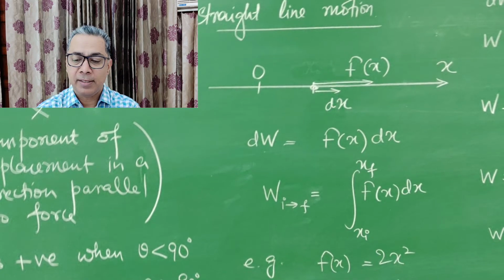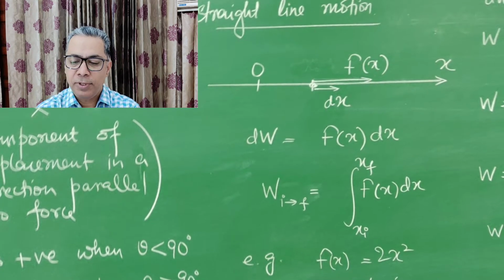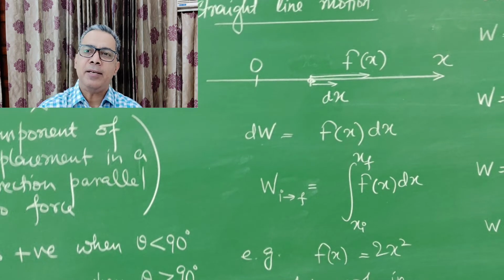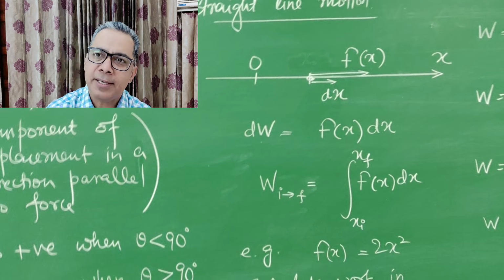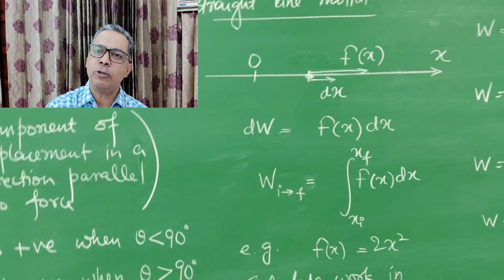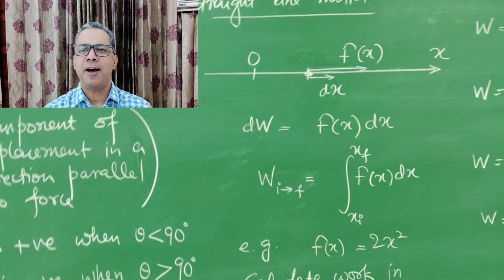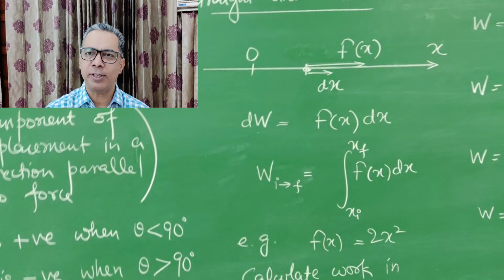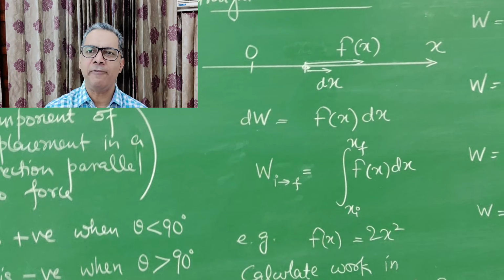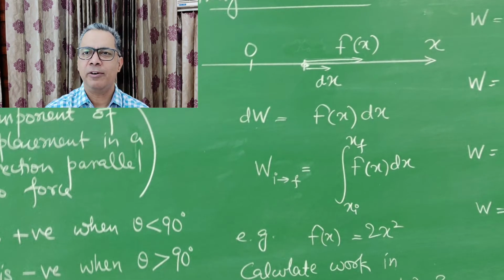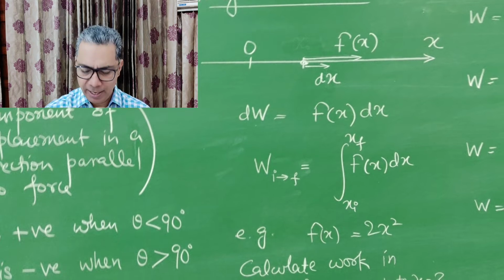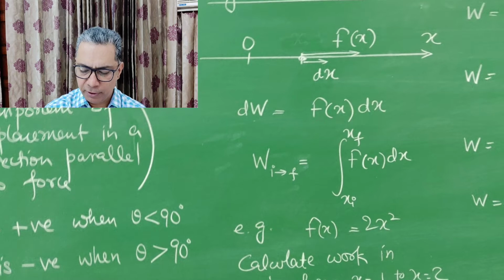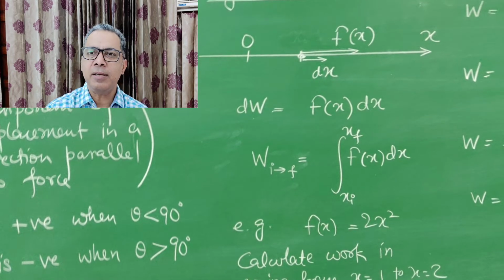Now this work is a simple integral, and of course you know that this integral can also be evaluated as the area under the graph of F versus x. So if you're given a force, just draw a graph representing the force versus x and calculate the area under that graph, and you will still end up getting the same amount of work. Now let's take a simple example here.